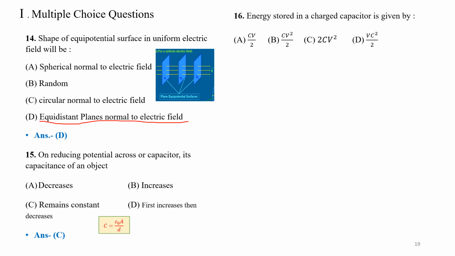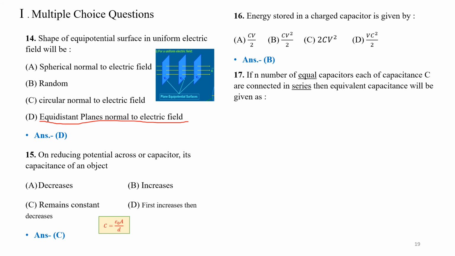Question number 16. Energy stored in a charged capacitor is given by half CV square. That is, B is the answer. If n number of equal capacitors, each of capacitance C, are connected in series, the equivalent capacitance will be equal to C by n. Therefore, B is the answer.